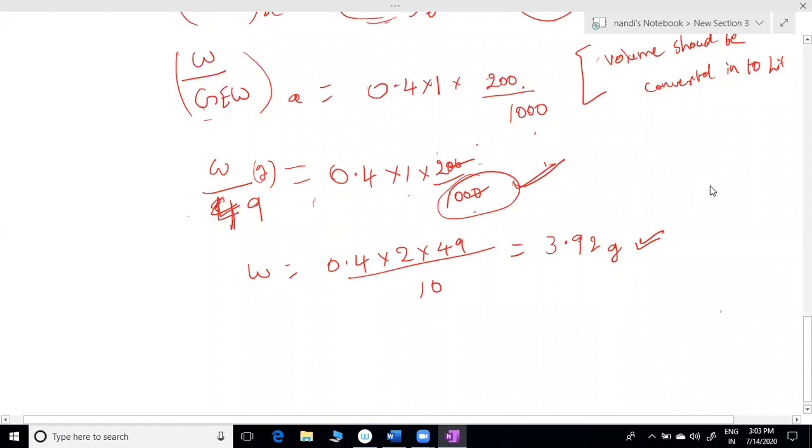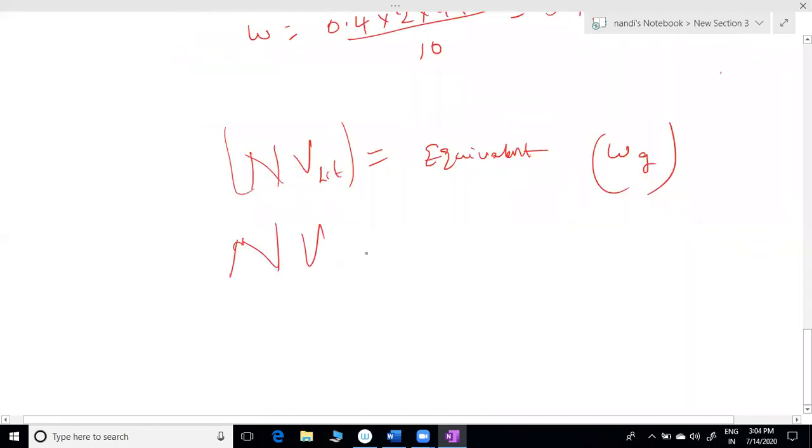Please note down the point. N into V in liters, this is equivalence. So weight was in grams only. W is N into V m, this is milli equivalence. And here W is in milligrams.